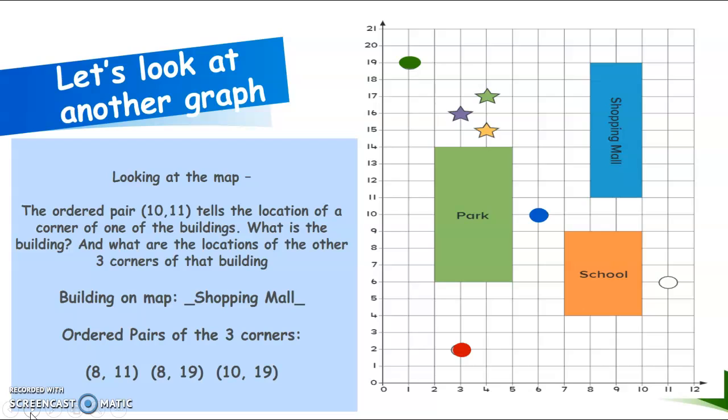That's really all there is to this. It's sliding and climbing and finding where you're going and making sure you are writing your ordered pairs in order. X always comes before Y. The slide always comes before the climb.